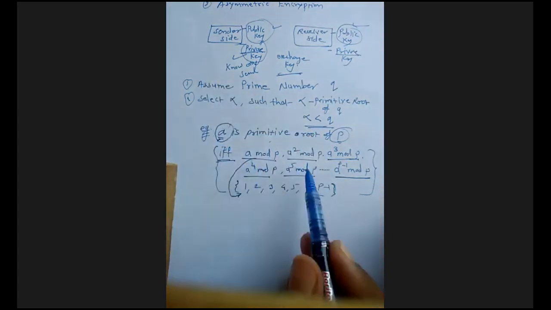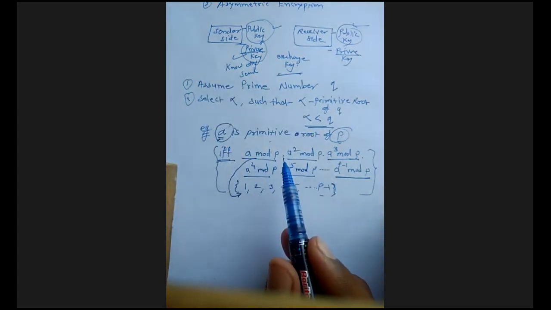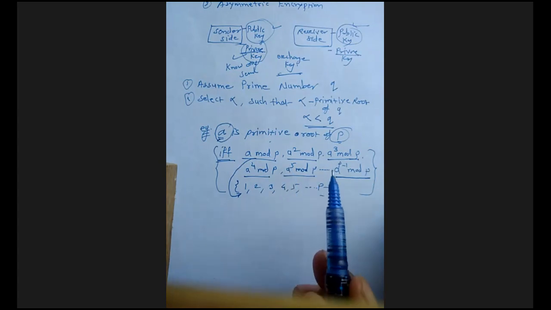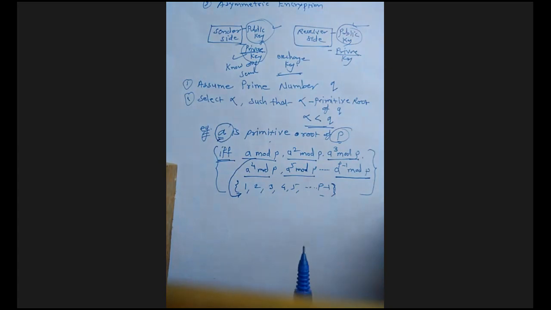Is there any question up to this part, up to how you can select the primitive root? Can I explain with the example? Now understood?